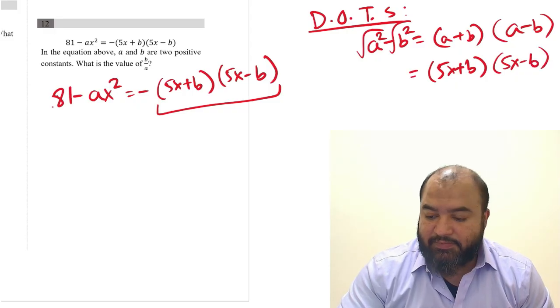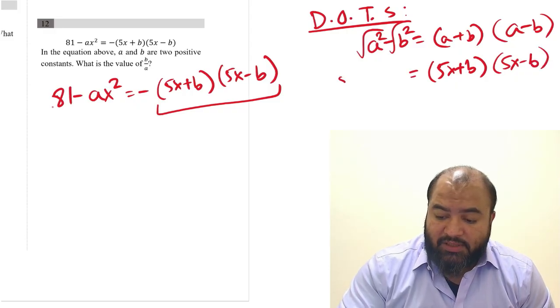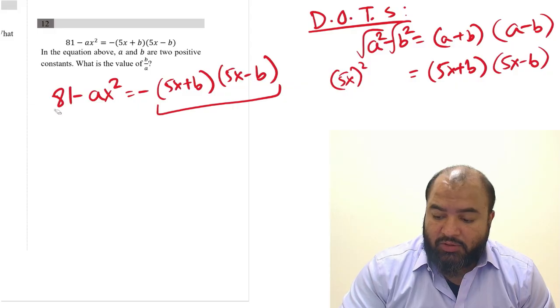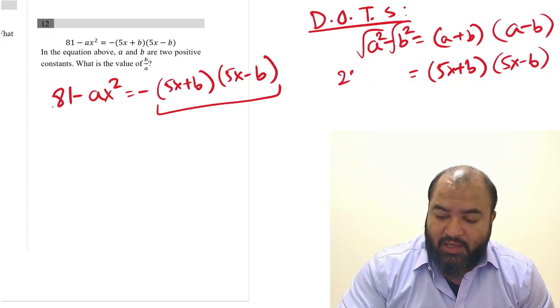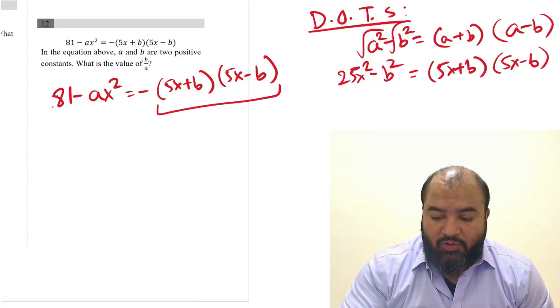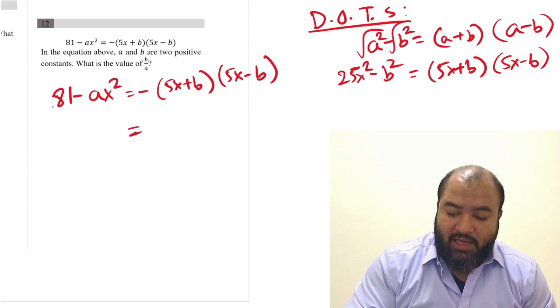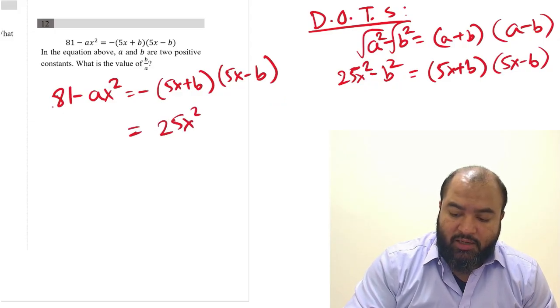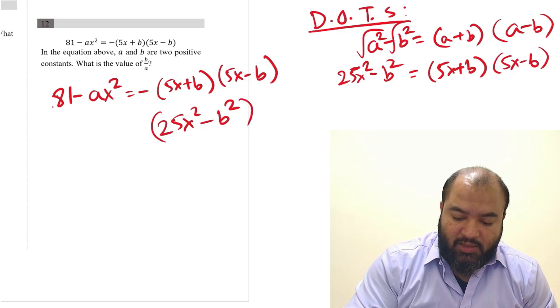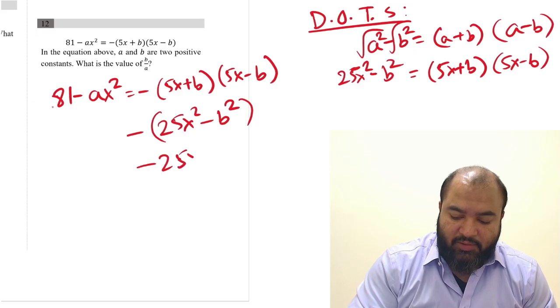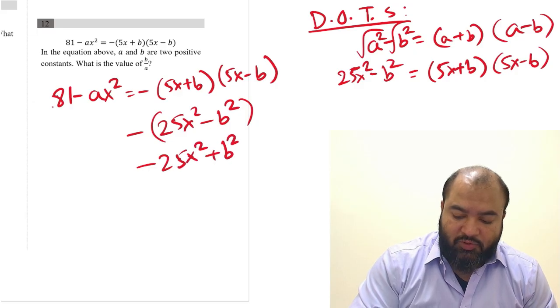I can write it as, it means it was 5x squared, which is 25x squared minus b squared. Because square root of 25x squared will be 5x, and square root of b squared is b. So I can rewrite this as 25x squared minus b squared. But remember, there was a negative outside. Well, that negative I'm going to distribute. So it will be negative 25x squared plus b squared.